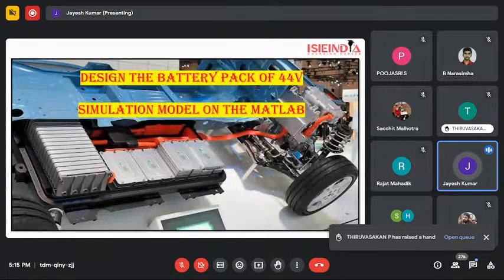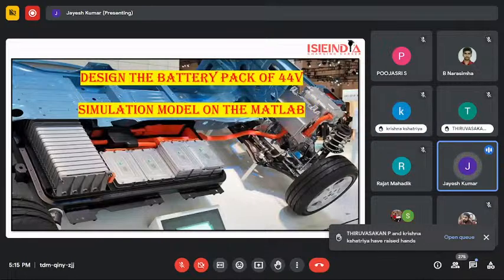So we will move toward the software part. In software, we are going to design a battery pack for 44 volt, and the current should be 20 ampere. We will design it in MATLAB simulation, and I hope you know a little bit about MATLAB. It is easy for you, but still I will give a little introduction to MATLAB. So we will move forward.